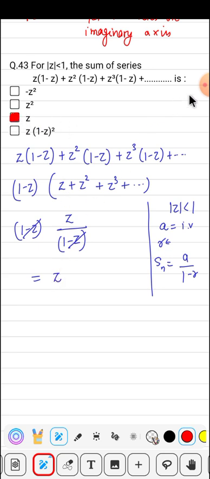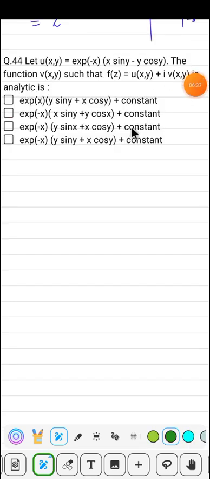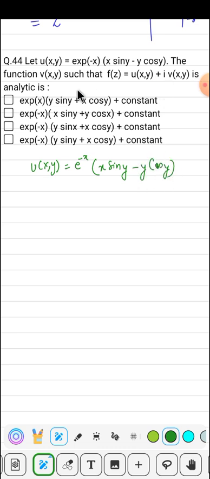Okay, so let's begin our next question. The question number is 44. Let u(x, y) = e^(-x)(x sin y - y cos y). The function v(x, y) is such that f(z) = u + iv is analytic.